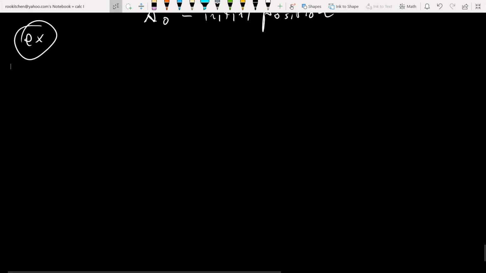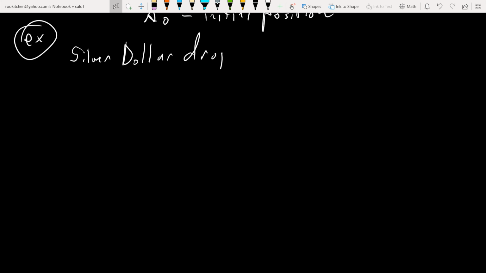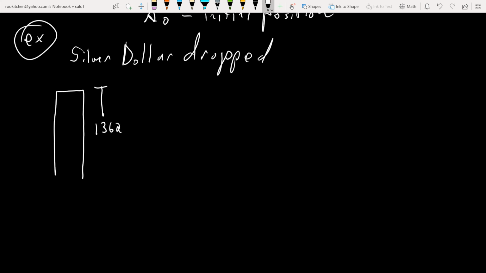Anyways, let's look at an example of these kind of problems. In particular, dropping a silver dollar off a building, which you should not do. If you ever go on Mythbusters, they'll talk about that phenomena. Please do not do that. So you have a silver dollar, and you're dropping it off a mountain or a building or whatever. And the building is 1,362 feet tall.